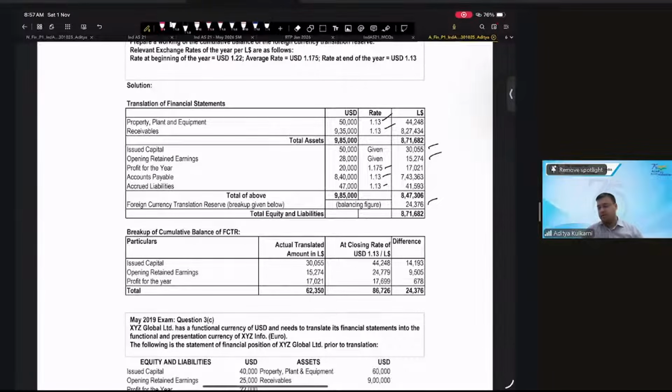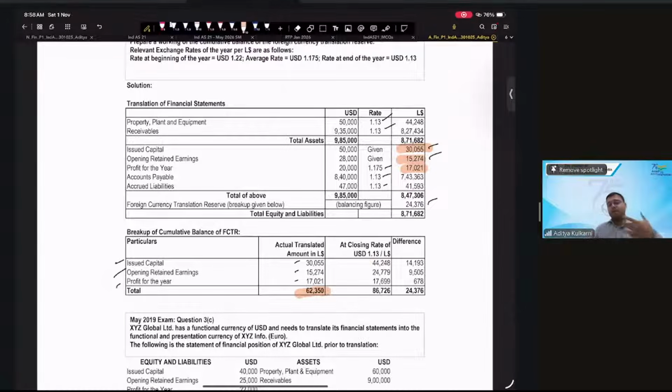So the balancing figure, 24,376, becomes your FCTR. That becomes your foreign currency translation reserve. And if you see how this FCTR comes, it comes on account of only three things: issued capital, opening retained earnings, and profit for the year. So these three things are at these values: 30,055, 15,274 and 17,021.